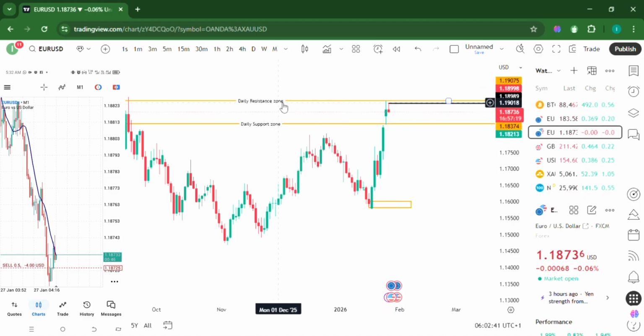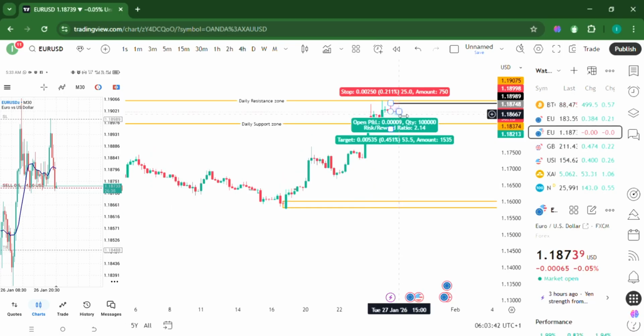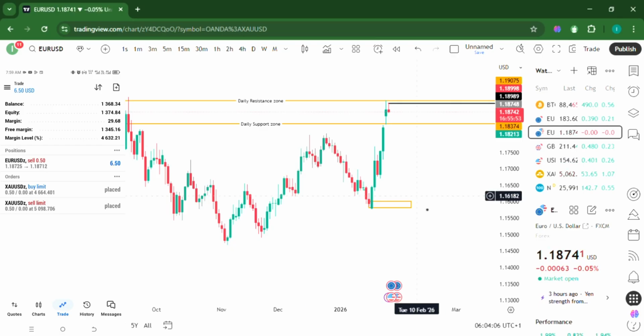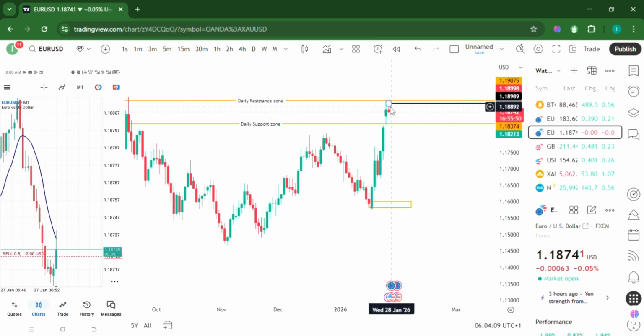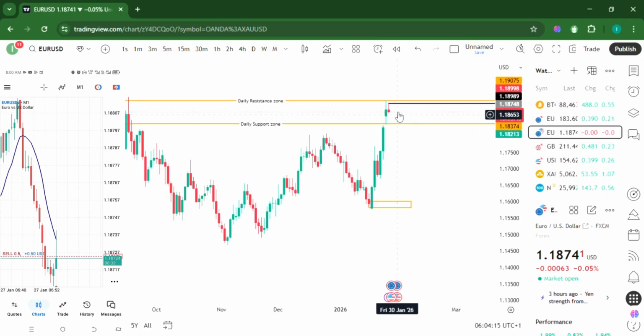This is the resistance zone and this is the daily support zone, so I'm going to work with this as we move down. Now for my bias, or what I call market context bias, the bias is bearish, and that bearish is a correction or pullback from the rally, from this move to the upside. So we see this as a bearish correction move.